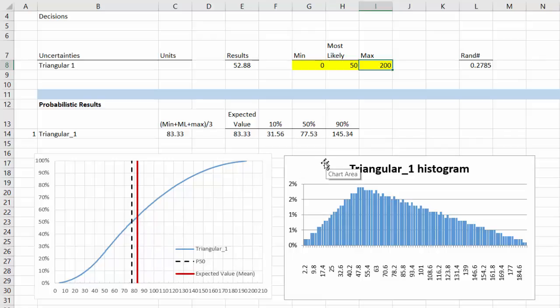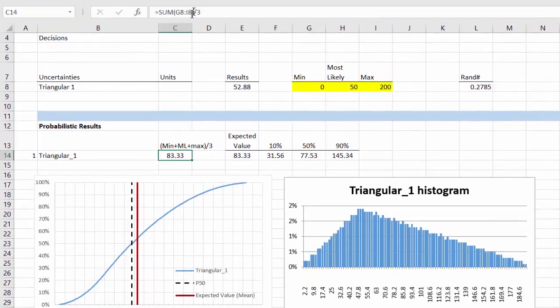And we can test that equation, whether the min plus the most likely plus the max divided by 3 equals the expected value. We can see that this says 83.33, and I've actually calculated it here based on these numbers. And then this number here is being calculated based on the simulation that we just did. And they are the same. So hopefully that answers what is the triangular distribution.